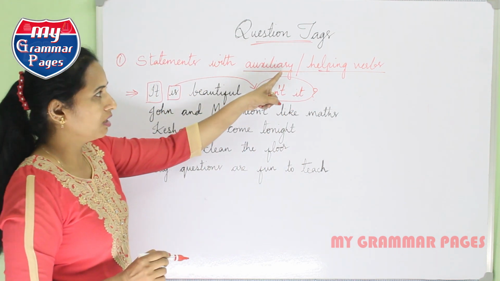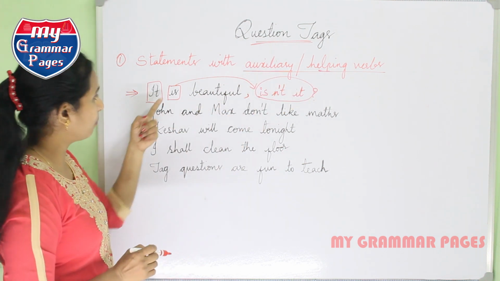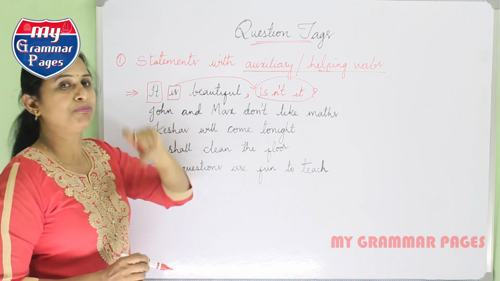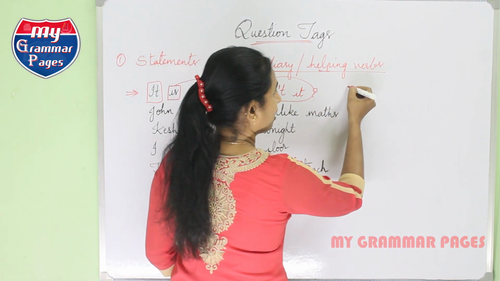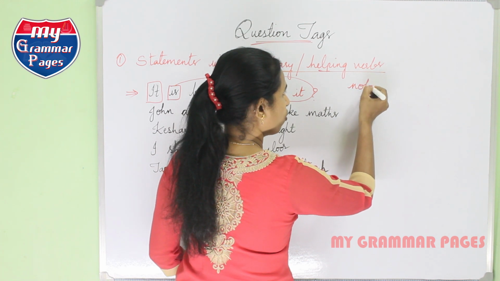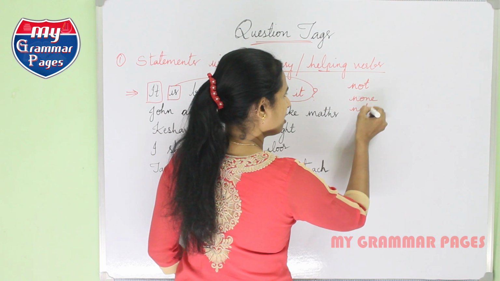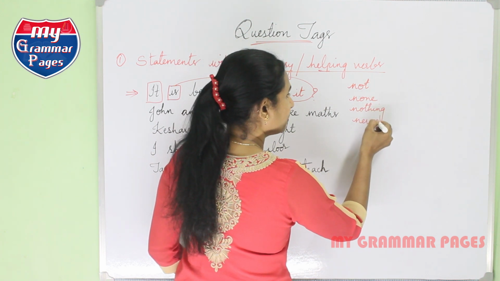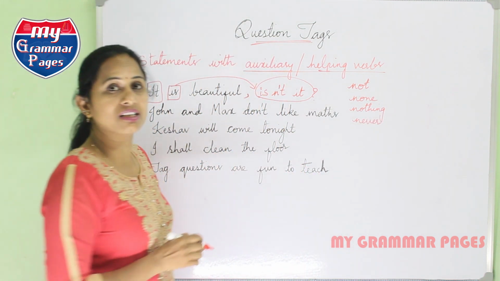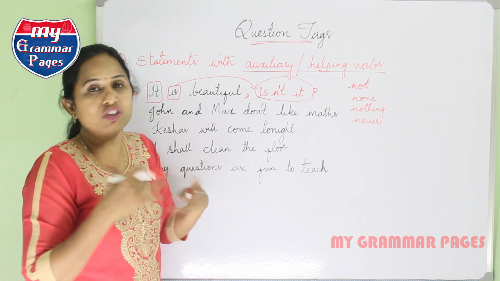See, we are talking about the auxiliary or helping verb given in a sentence, and for a positive statement we are taking a negative tag. A negative statement, in the sense, needs to have either not, none, nothing, never. These words only will make the sentence a negative one. You cannot just go with the meaning.